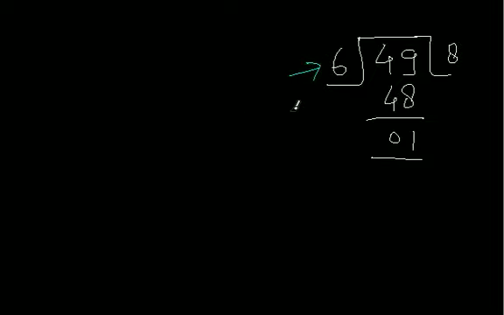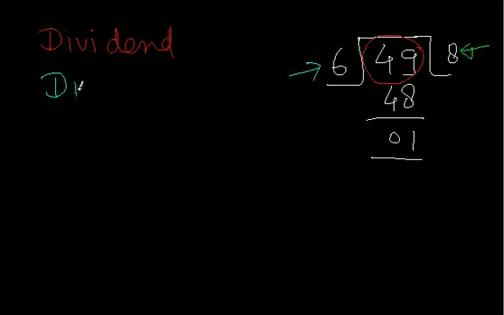So now here we have to distinguish, we have to remember these names. What do we call this, and what should we call this number? Right? So in this case there are 4 terms, and 49 is the largest number which is divided. 49 here is the largest number which is being divided by 6. So the 49, this largest number, is called dividend, right? And the number by which we divide is called divisor.